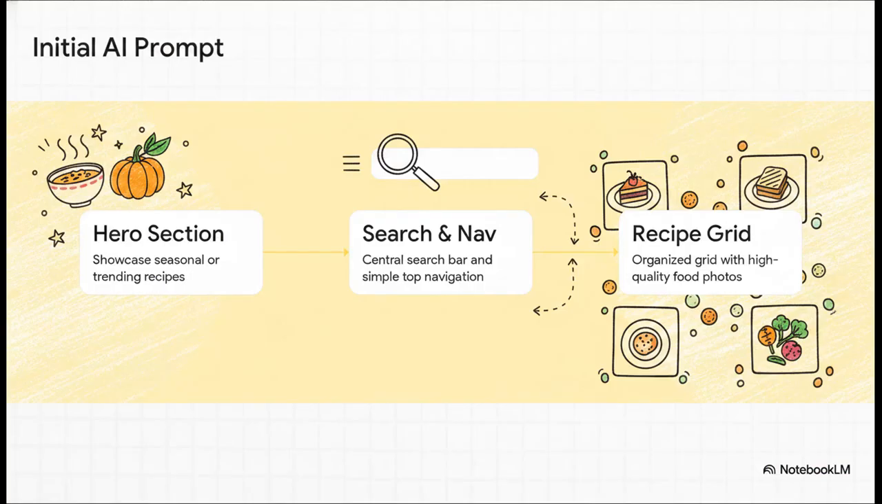The initial prompt fed to the AI tool, in this case an agent on Replit, was incredibly specific about the vibe and the layout. It asked for three core things. First, a homepage hero section featuring seasonal and trending recipes to immediately catch the user's eye. Second, a big central search bar with simple top navigation, including links to categories and a My Recipes section. And third, a neatly organized recipe grid utilizing high-quality food photos and soft, warm tones. The entire goal was to create a cozy, welcoming feel that adapts perfectly across desktop, tablet, and mobile screens.